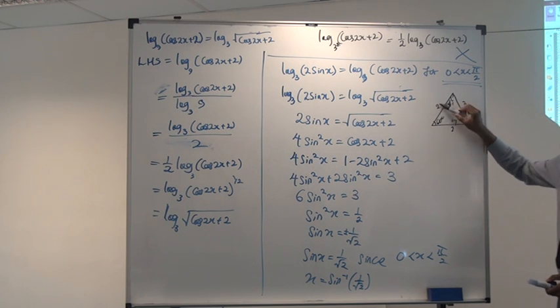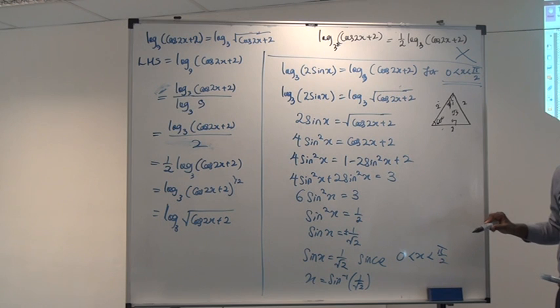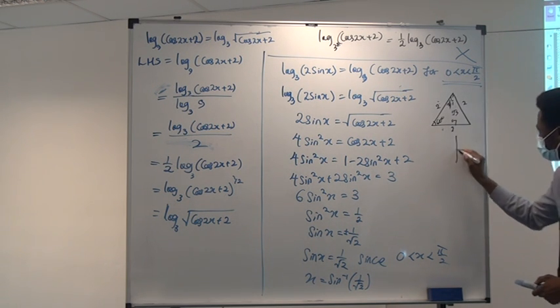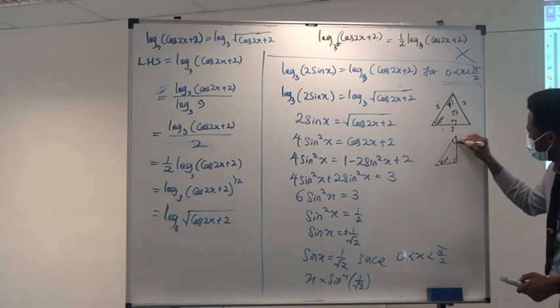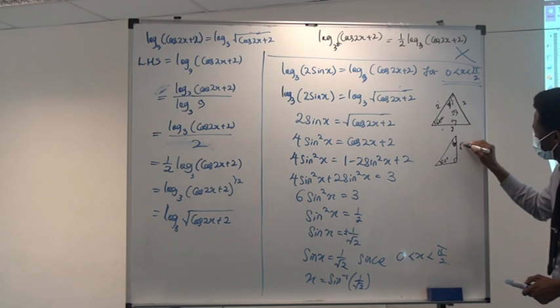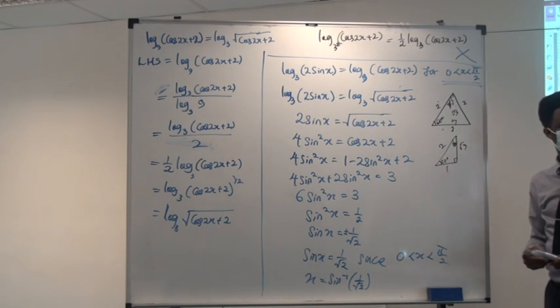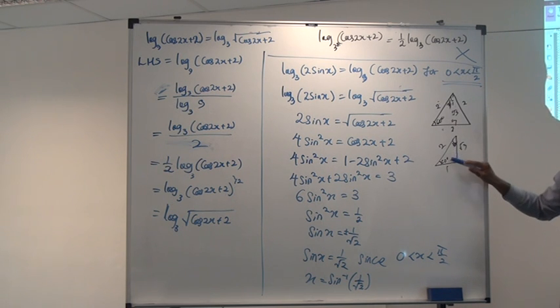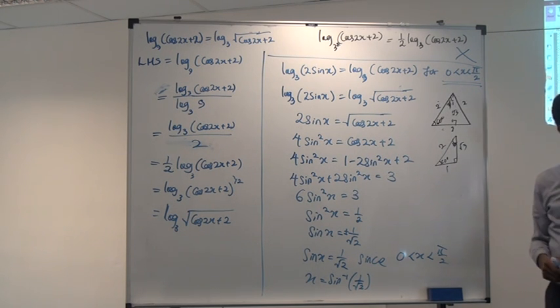Sine 60 is root 3 over 2. Cos 60 is 1 over 2. Tan 60 is root 3 over 1. Okay, I'm referring to just one part of the triangle. All you have to do is remember this. So sine 30, opposite 1 over 2. Cos 30, root 3 over 2. Tan 30, 1 over root 3.